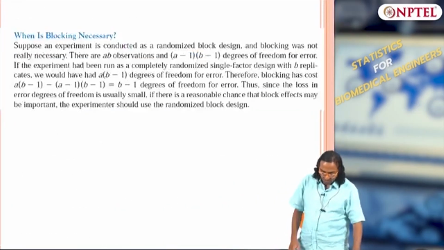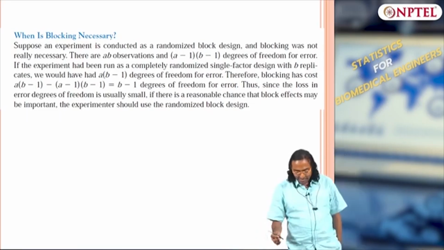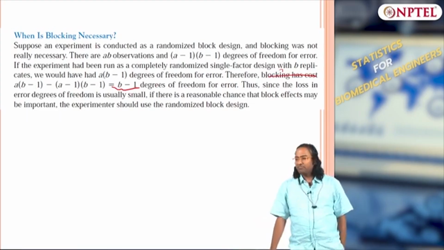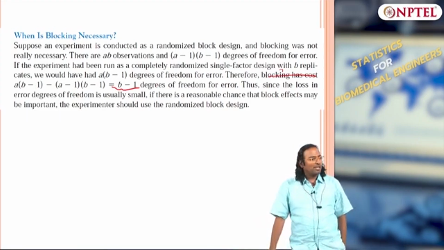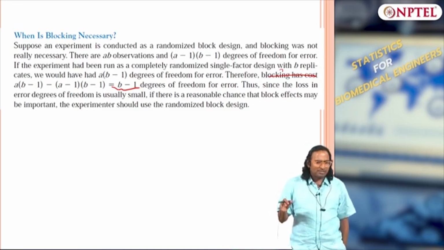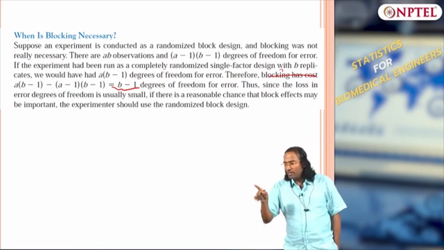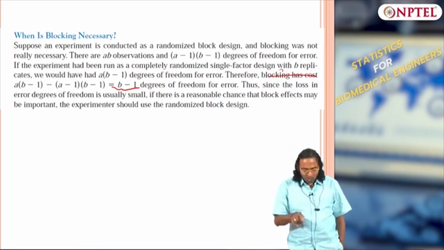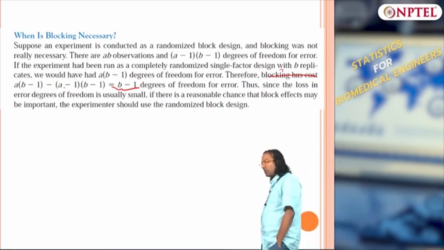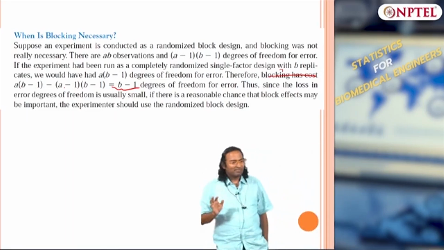So I have given an example problem. Blocking has a cost, which is that you lose b minus 1 degrees of freedom. When you do not do blocking, your degrees of freedom for sum squared error is a into b minus 1. Treatment degrees of freedom is the same, a minus 1. Your sum square error degrees of freedom is a into b minus 1 if you are doing without blocking. If you do with blocking, this is a minus 1 into b minus 1. So what are you losing? You are actually losing b minus 1 degrees of freedom when you do blocking.